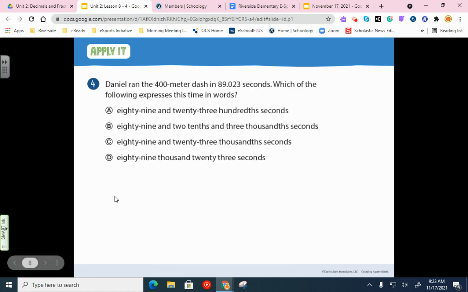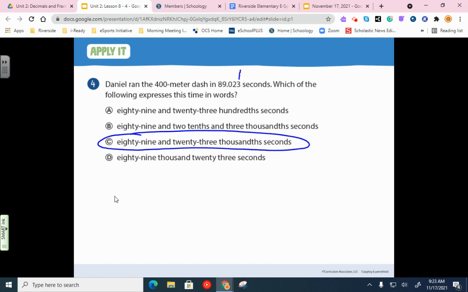All right, number 4. Daniel ran the 400-meter dash in 89.023 seconds. Which expresses this in words? Well, it's 89 and 23 thousandths. The least place value here is in the thousandths, and that helps name it.